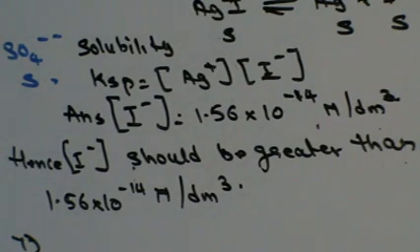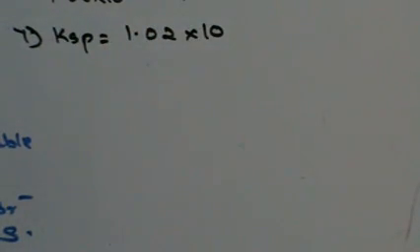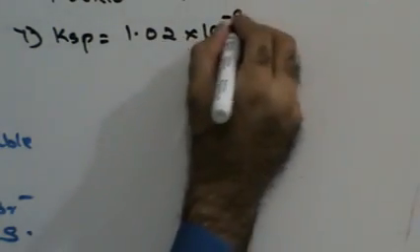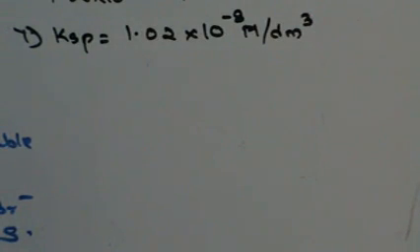I'll give you sums for practice. The solubility product of lead sulfate is 1.02 into 10 raised to minus 8 moles per decimeter cube. Calculate the solubility of lead sulfate.